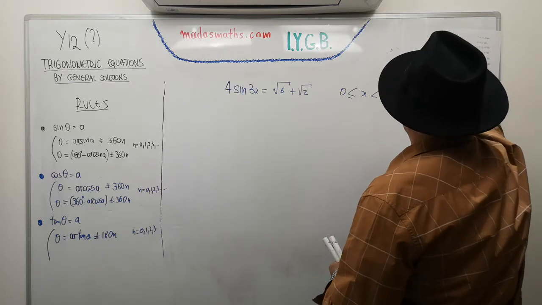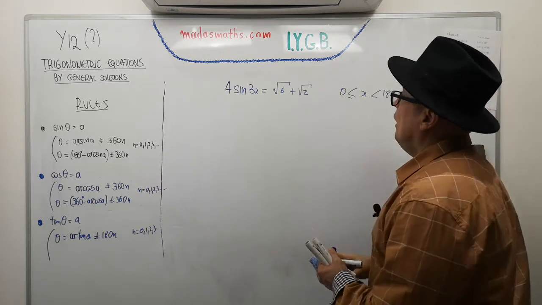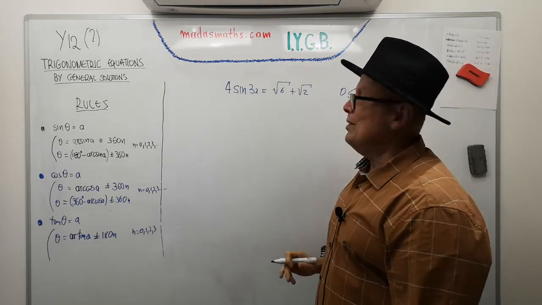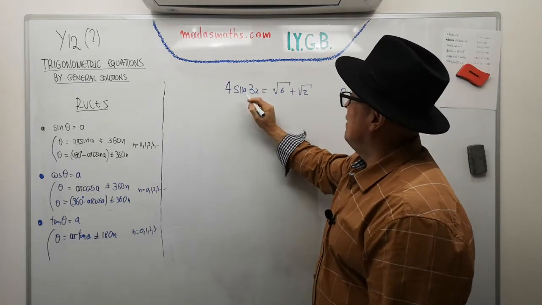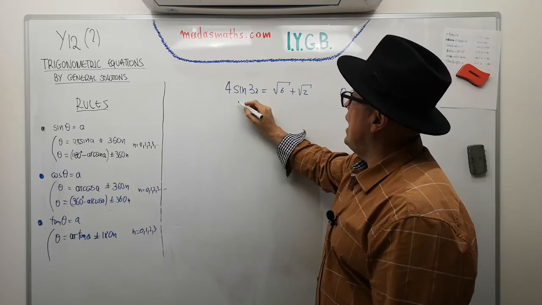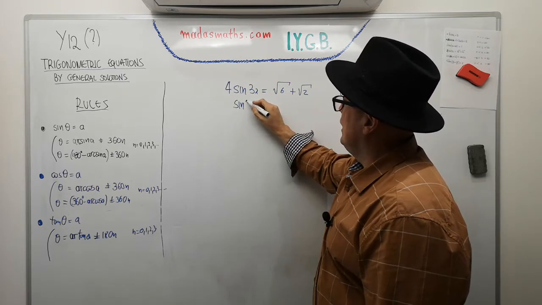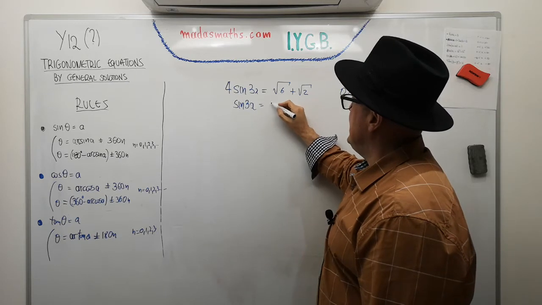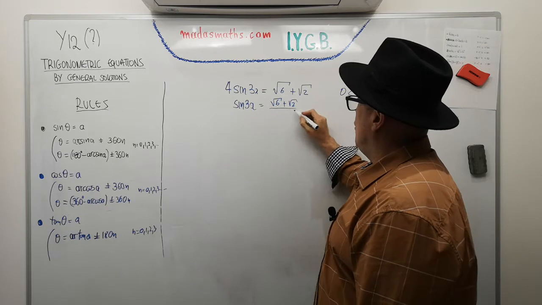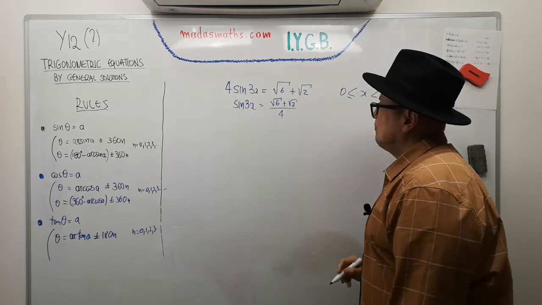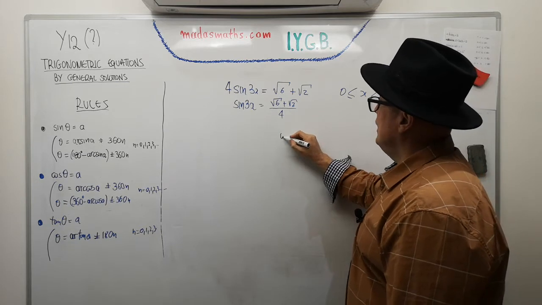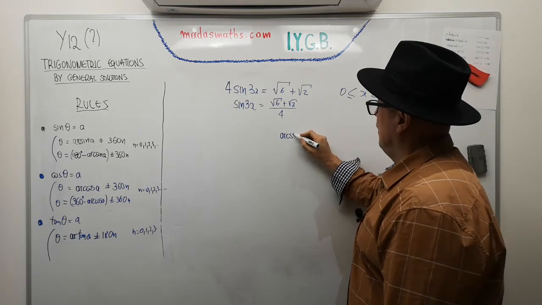What about these surds? Are they a problem? I don't think so. These surds are there purely to make the numbers work really well. So this 4, which is in front of the sine, 4 lots of this, I'm going to divide it. So the sine of 3x is the square root of 6 plus the square root of 2 over 4. And then we need to do the inverse sine, if you want, the arcsine of this mess.